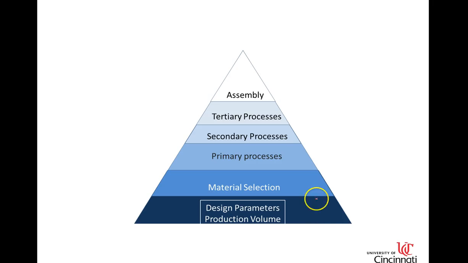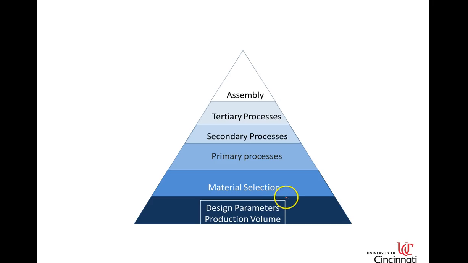And the reason I have them as a pyramid or a triangle is because as you go through your design process, as you go through this sequence, each subsequent step not only is dependent upon the previous step, but it becomes more restricted by what the previous step said. So as you got a problem presented to you, and you come up with the design parameters and how much you're going to need, the production volume, now you are a little more restricted in your material selection for a variety of reasons that we'll go into.